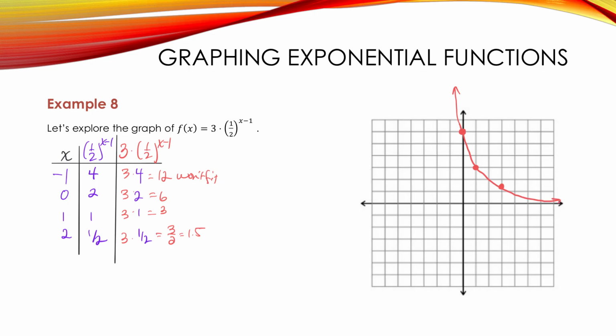We still have our horizontal asymptote just like we did before, and that's still at y equals 0. And notice that our domain and range still have not changed. They're both still the same, so we still have a domain that is negative infinity to infinity. We still have a range that is 0 to infinity. It is still decreasing, with a horizontal asymptote at y equals 0. And we now have a y-intercept of (0, 6).